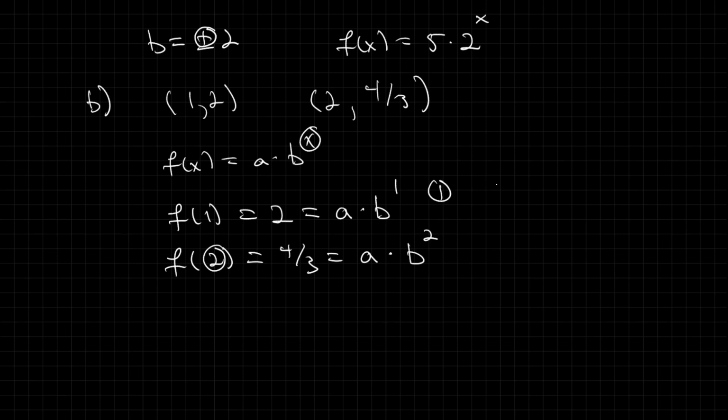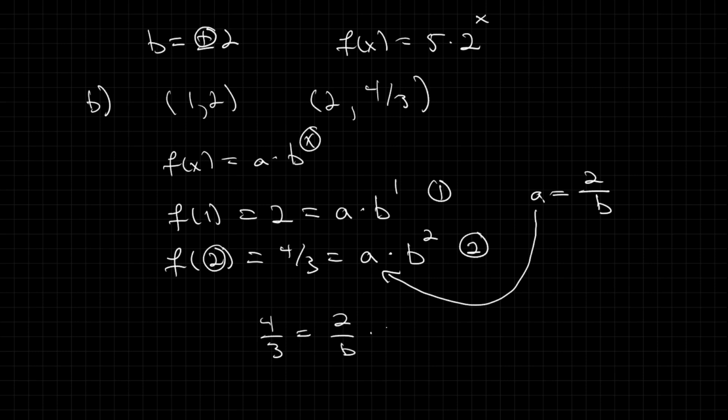The first equation being a times b is 2, and the second equation being a times b squared is 4/3. What I'm going to do is solve for a in the first equation and put that into the second equation. So from the first equation, if we divide both sides by b, we get that a is 2 divided by b. Then I'll put this into the second equation here, and I get that 4/3 is equal to 2 divided by b times b squared. So b squared divided by b is just b, so this is going to be 2 times b.